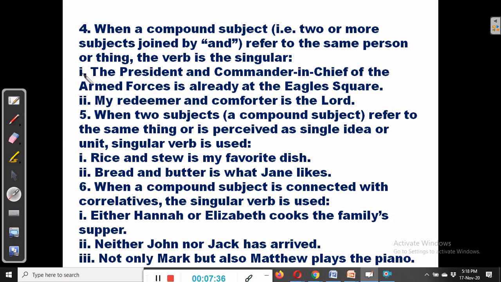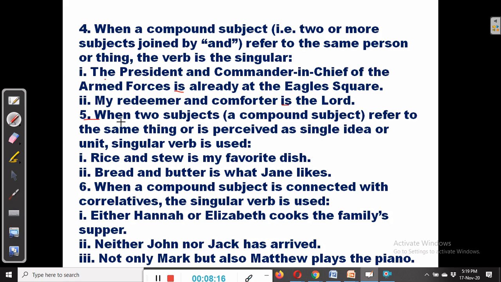Alright, so the first example we have here is: the president and commander-in-chief of the armed forces is already at the Eagle Square. The same person is the president and the same person is the commander-in-chief of the armed forces. So it is perceived as a singular subject because only one person is referred to here, so it takes a singular verb. The second one is: my Redeemer and Comforter is the Lord. The same Redeemer is the same Comforter, and so it takes a singular verb.